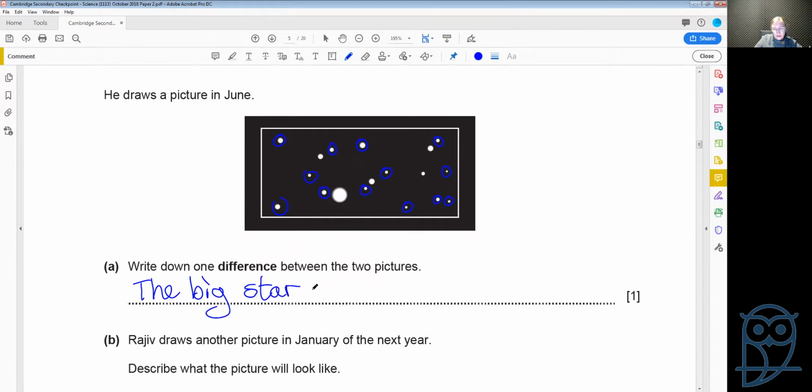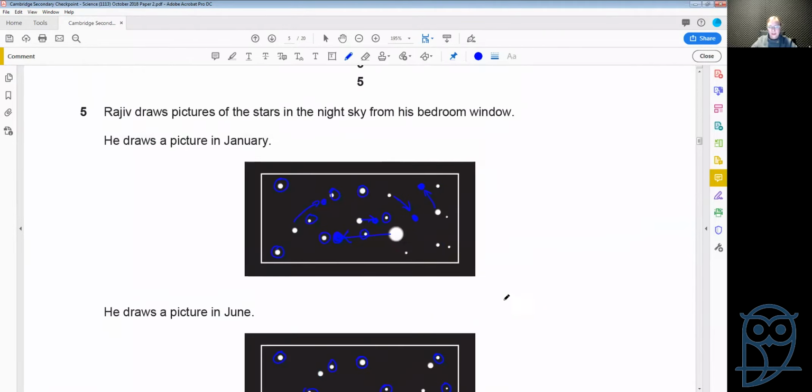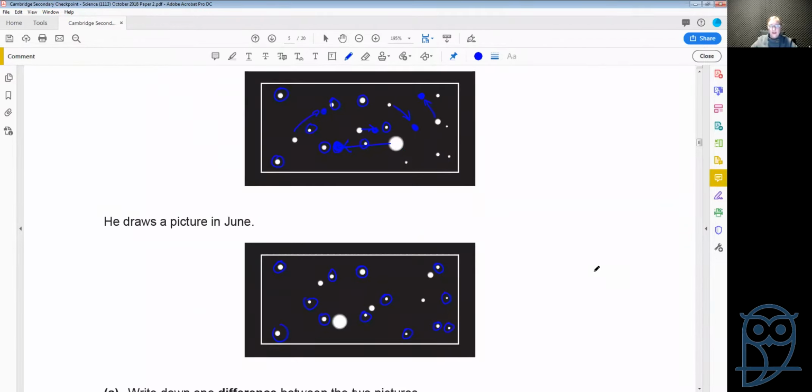Big star moved to the left. Okay. So now we need to describe what this picture will look like after another 6 months. So January, June, and then again in January. So now we can think of how these have changed. So this moved to over here. So it's probably going to end up being right over there.